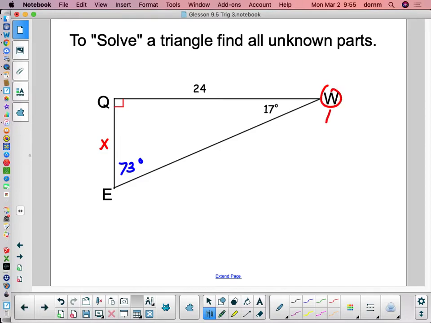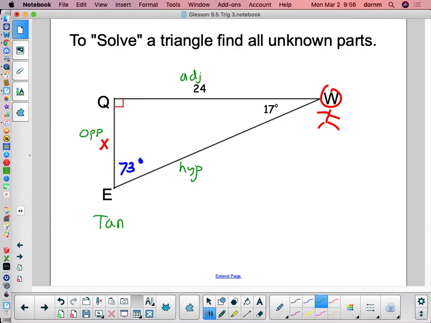So this is my perspective. My sides. X is which side? This is the opposite. This is the hypotenuse. So this must be the adjacent. Okay, which sides are in play for this particular problem? Opposite and adjacent, so what function? Tangent.